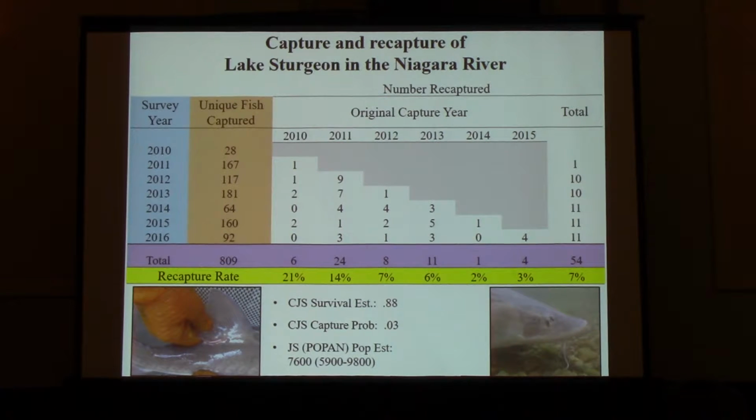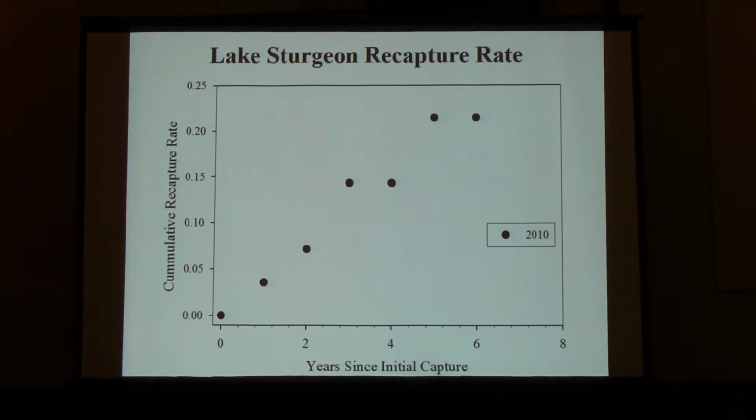But even with these substandard estimates, we believe that the population is somewhere around 7,000, between 6,000 and 10,000. And so this is great. This is really encouraging news. That's a large population of fish.